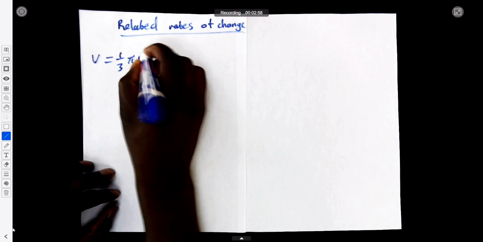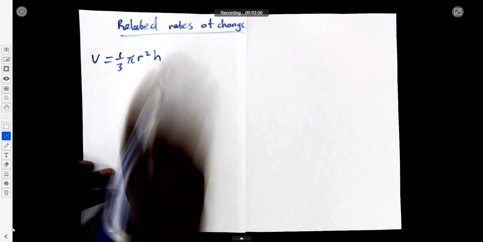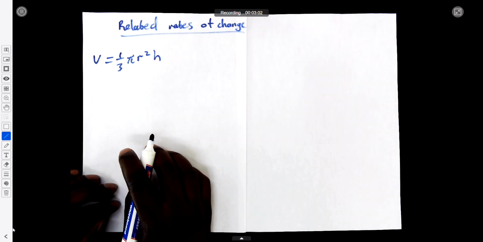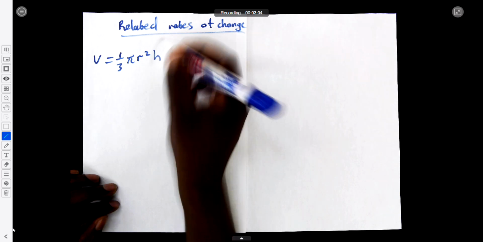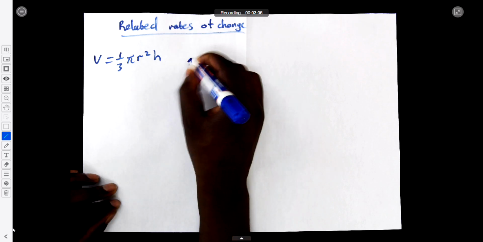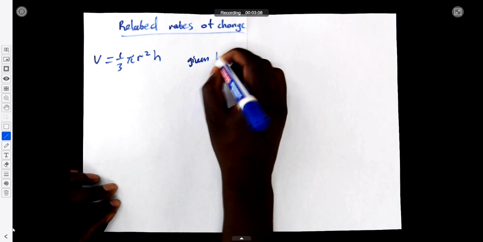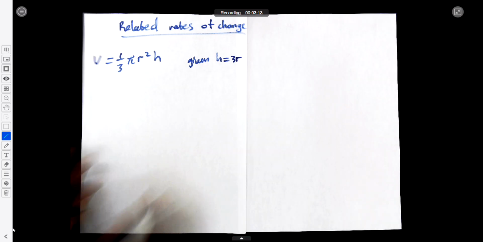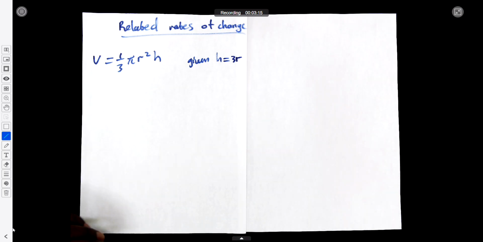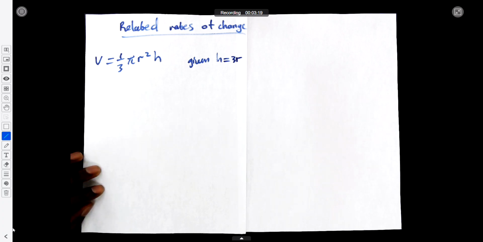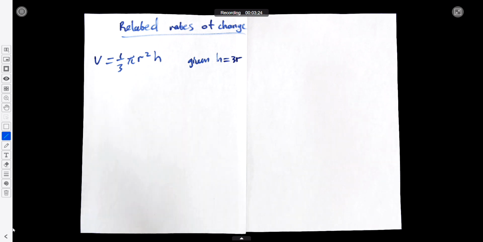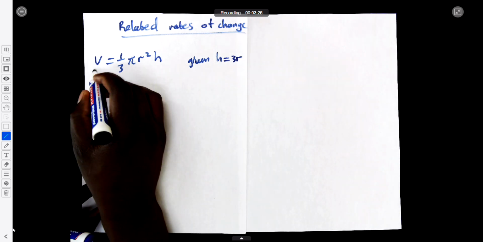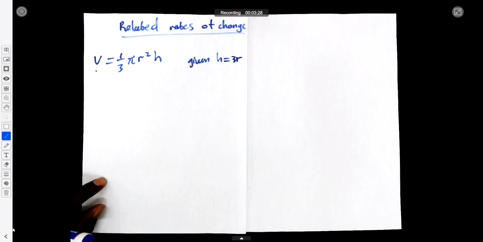But not to waste time, I want to give down the formula here: 1 over 3 pi r squared multiplied by h. There's something we need to note. For example, if we're given h equals 3r. So normally we need to identify the volume. The volume is dependent on what?